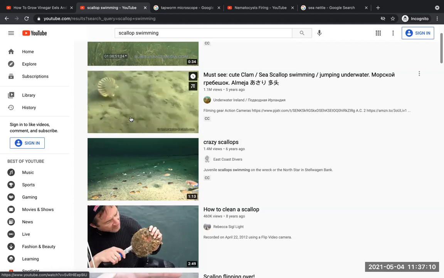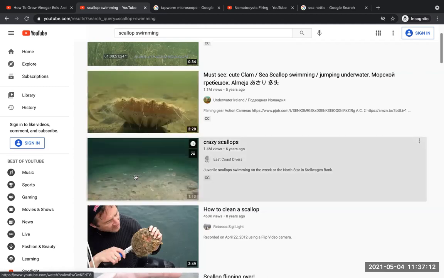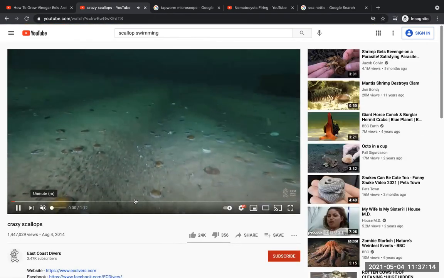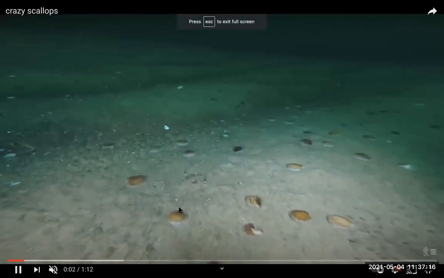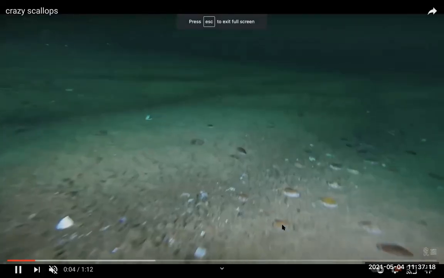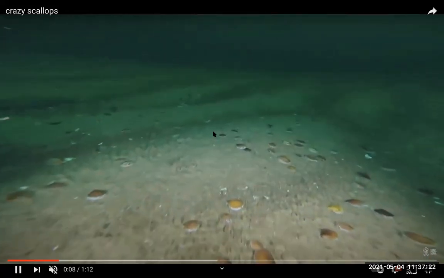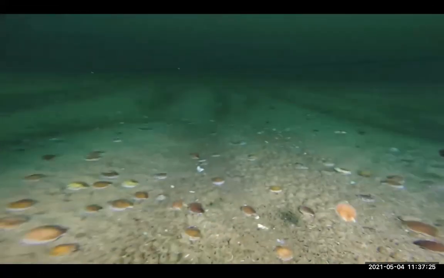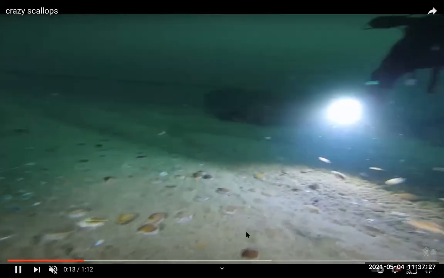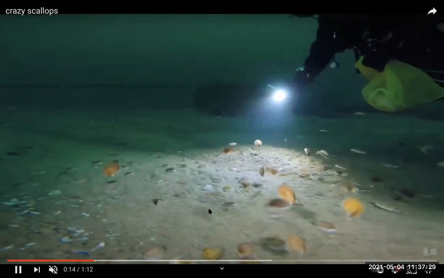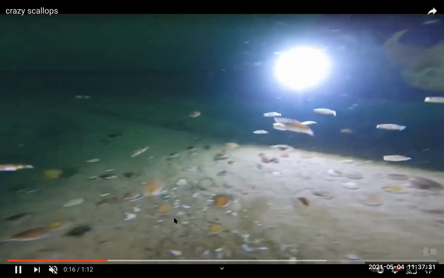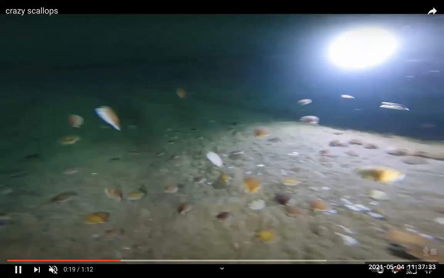No, I think not. Okay, so here is a diver. He is going to scare these scallops, and then they're going to start swimming. So watch the way they swim. They are bivalves like clams, and then they start swimming here. He's going to scare them. So look. Scallops can use that big foot for digging.